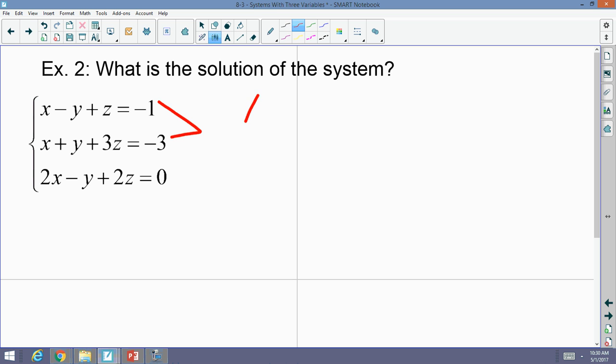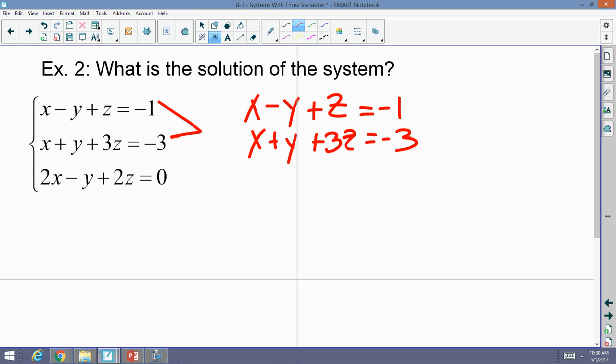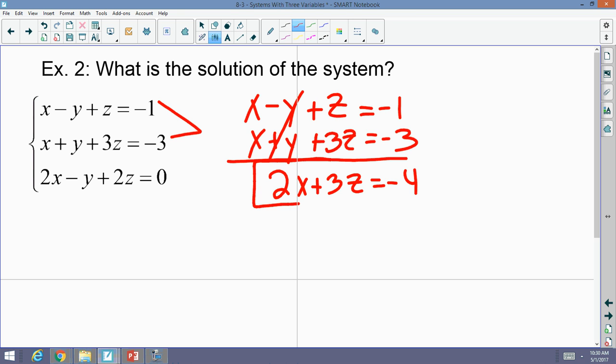So I've got my x minus y plus z equals negative 1, and x plus y plus 3z equals negative 3. I'm not going to tell you what to do. Who do you guys want to eliminate? The y. I think that's smart, in my opinion. 2x plus 3z equals negative 4. That's my first equation now that I have with just two variables.